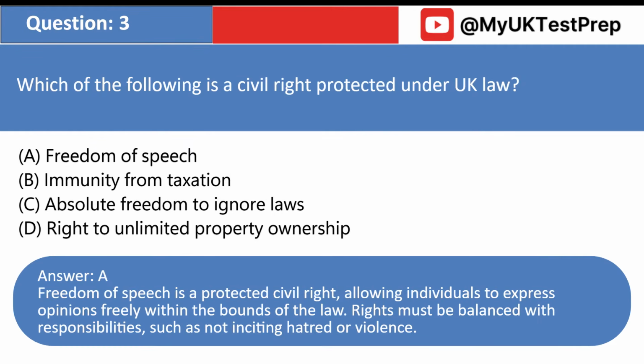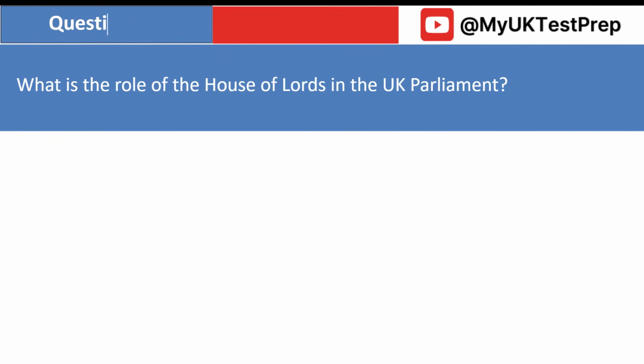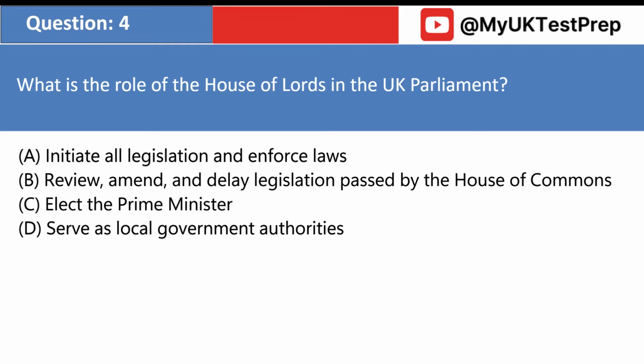Answer: A. Freedom of speech is a protected civil right, allowing individuals to express opinions freely within the bounds of the law. Rights must be balanced with responsibilities, such as not inciting hatred or violence. What is the role of the House of Lords in the UK Parliament? A. Initiate all legislation and enforce laws. B. Review, amend, and delay legislation passed by the House of Commons. C. Elect the Prime Minister. D. Serve as local government authorities.